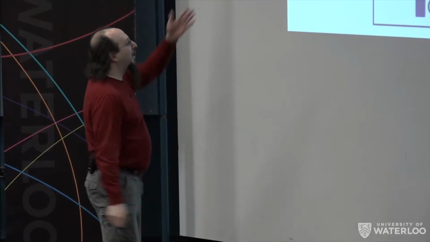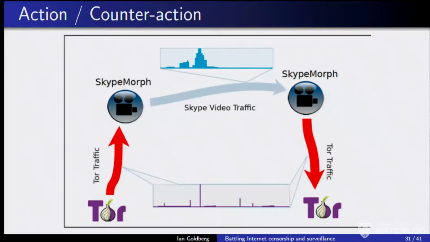One of the things we've done here in our research group at CRISP is something called SkypeMorph. So what SkypeMorph does is, here's what Tor traffic looks like, and SkypeMorph takes your Tor traffic and changes it to look like a Skype video call. And so your ISP, if they watch the internet, it looks to them like you're making a Skype video call. Okay? And so they have a choice now, even if they know this exists, right?